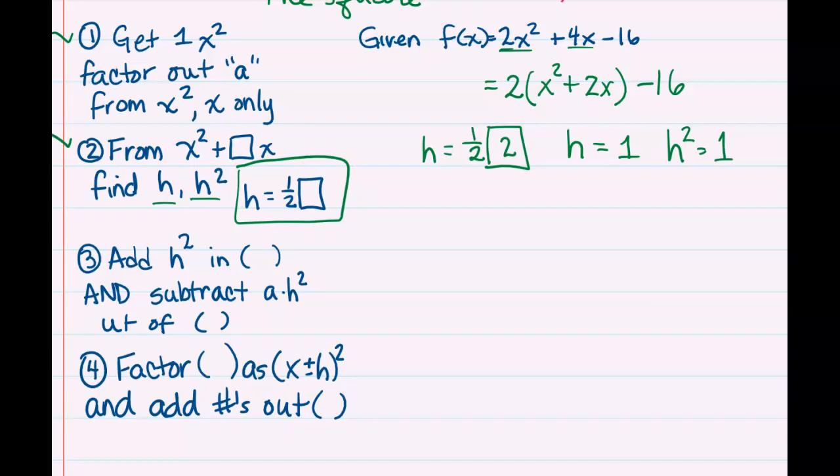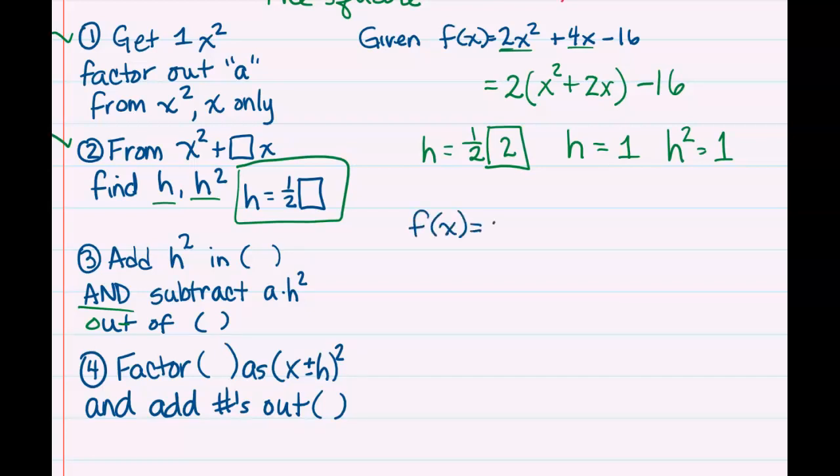Step 3 says add h squared in the parentheses and subtract a times h squared out of the parentheses. So let me show you that. That's probably the hardest step that we're going to find. So what we're going to do is we're going to get our f of x.